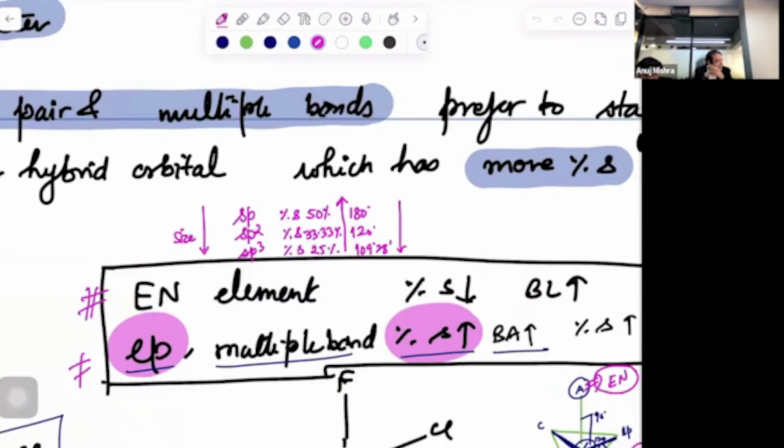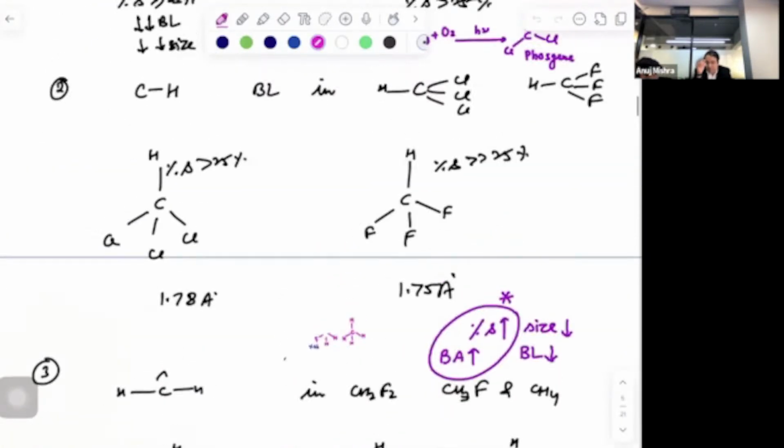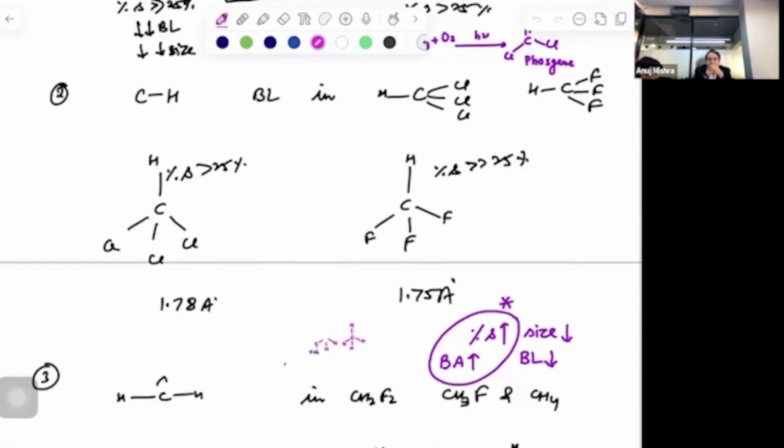What is the answer? CH2F2. And what about the third one? One more to do. CH3F. If you have two fluorines, the other side has two hydrogens; one fluorine, three hydrogens. So with one fluorine the percentage s will be lesser, with two fluorines it will be much lesser. So the other side will be much higher. Can you visualize what I'm trying to say?